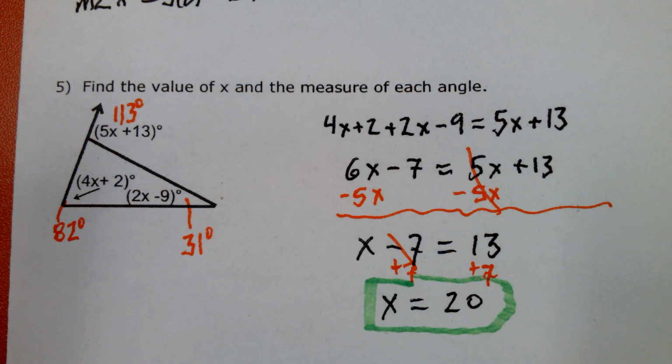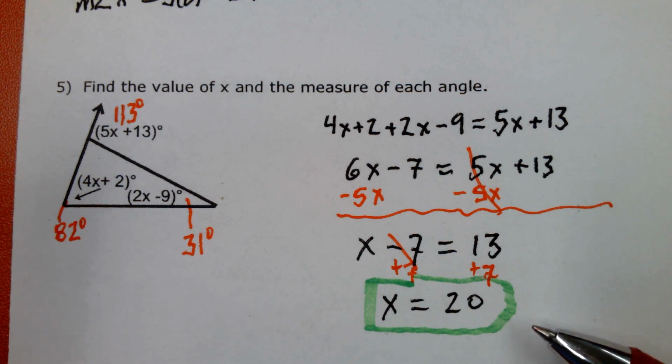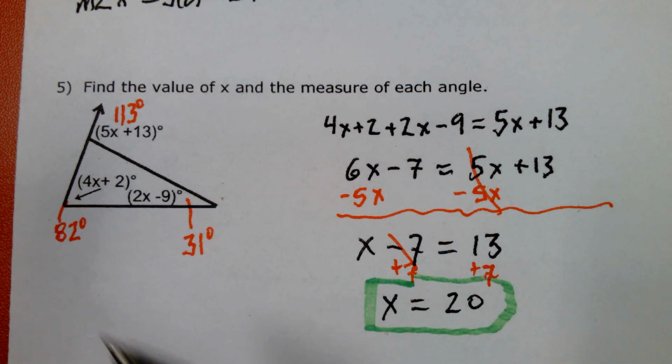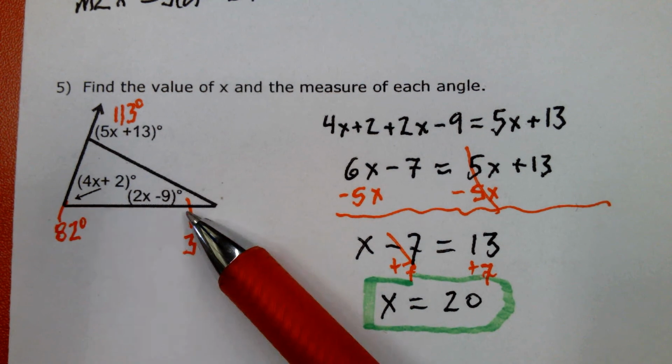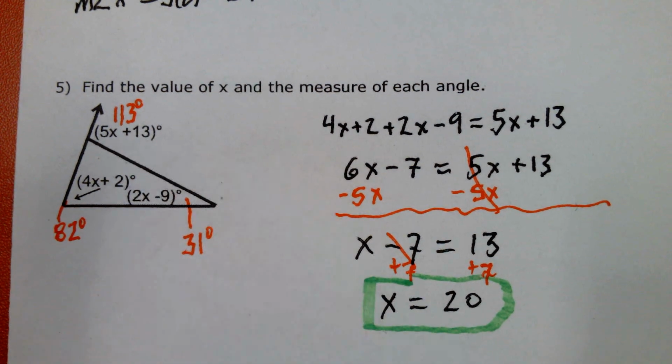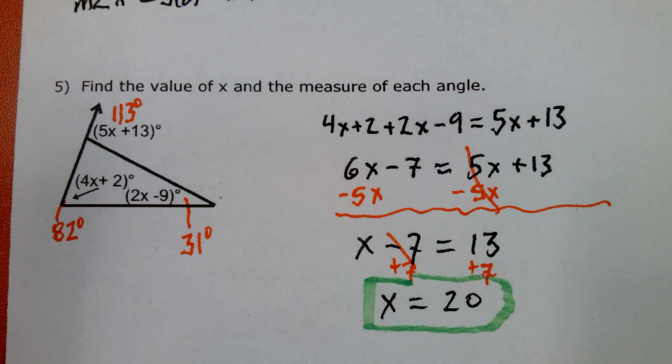So this is what we got. You set up your equation, you solve to find x, then you substitute that value, 20, for x in each of these expressions to get the three angle measurements we were looking for.